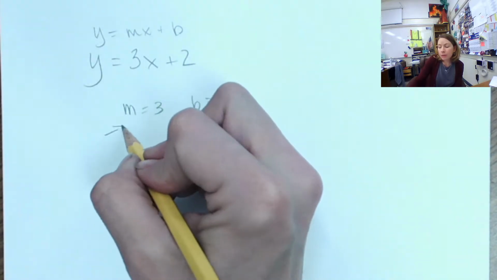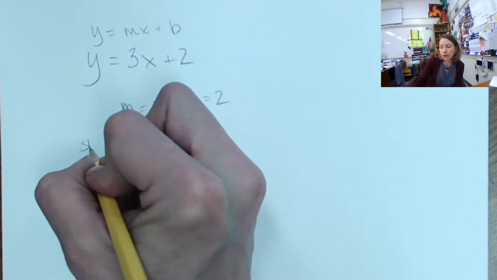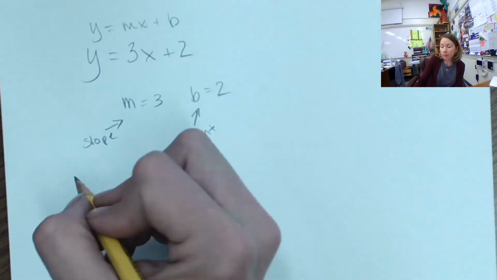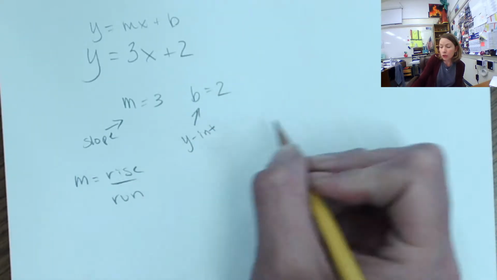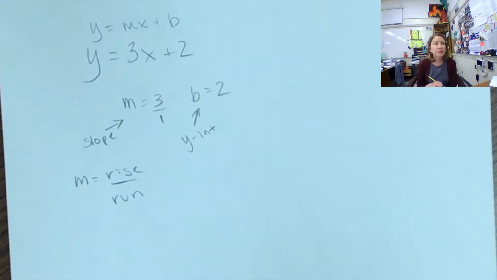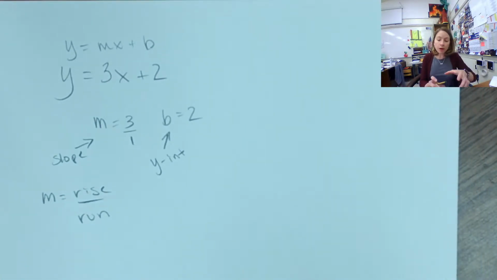And then m represents our what? Our slope, right? And remember that slope is rise over run. So even though it's a whole number, it's nice to think about it in terms of a fraction, right? So if I want to graph this, I'm going to get my graph on here.